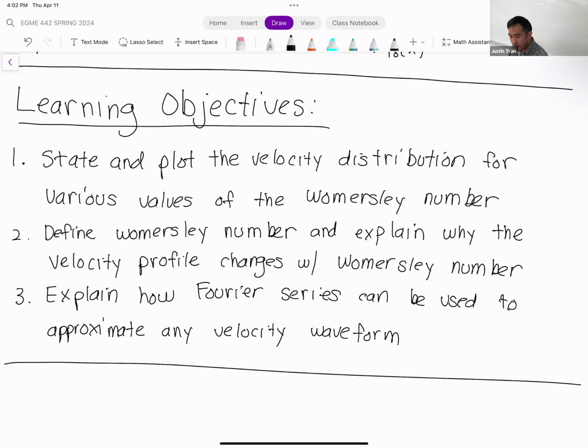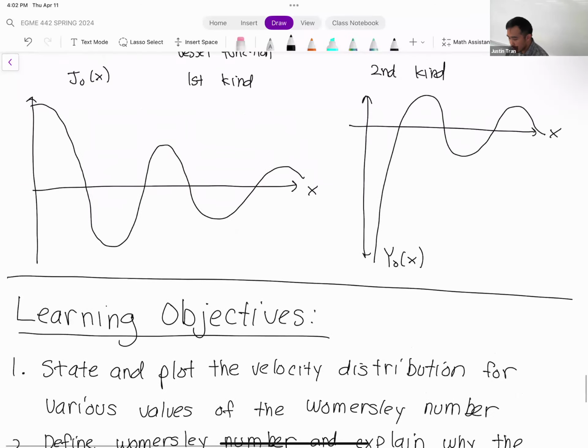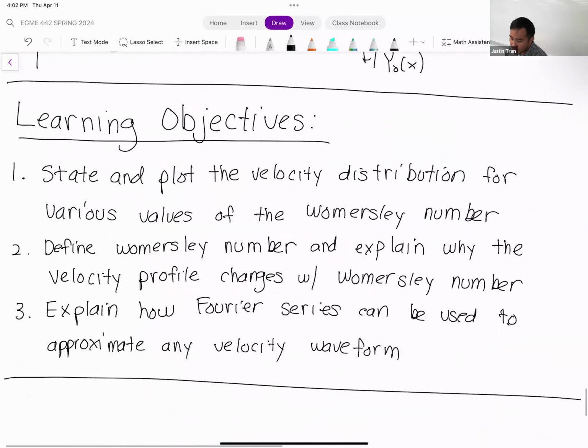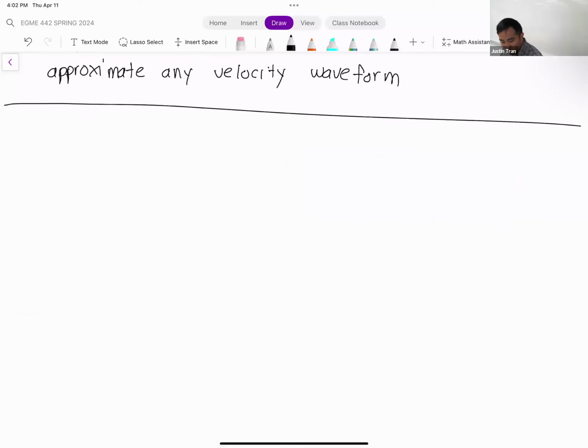So what I'm going to do first is scroll up a little bit just so you can see where we left off. Okay. So actually, let me give some context. The whole idea with this section is to come up with a mathematical expression for the velocity distribution when your flow is oscillating, when your flow is pulsed.